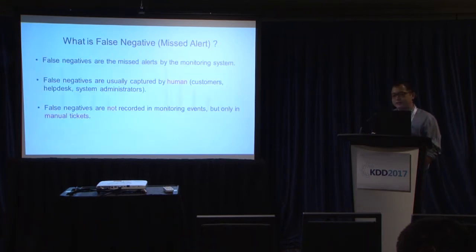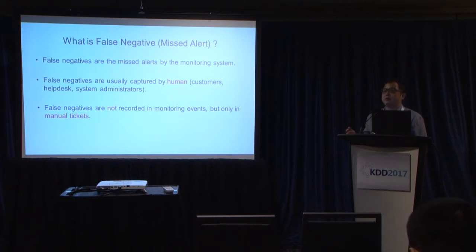If we have false positives, then in the meantime we have false negatives. What do we mean by false negative? A false positive is when you generate an alert, but the alert is false. A false negative means you do not generate any alert, however in the ticketing system you have a ticket about this problem. So false negatives are problems not captured by the monitor condition but appearing in the ticketing system. They are not recorded in the monitor events, but only in manual tickets. One problem is, can we remove those false negatives?